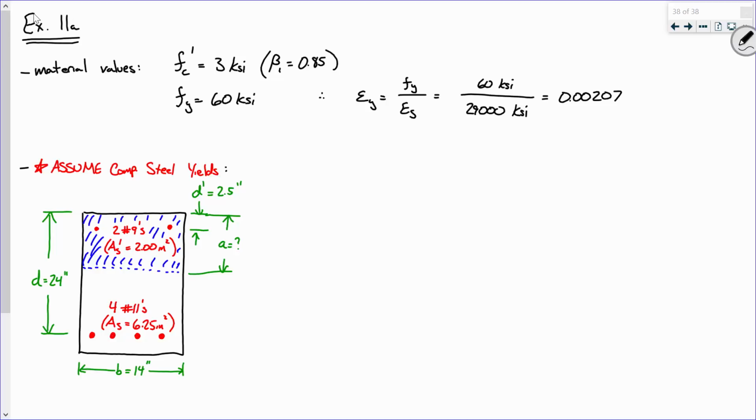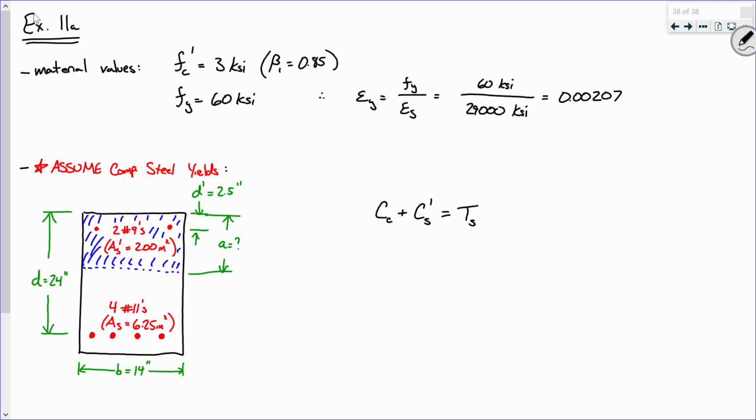So we go back to our fundamental equilibrium. Everything in compression has to equal everything in tension, all right? But because we've got compression steel, we've got two components to compression. We've got the compressive force in the concrete plus the compressive force in that upper layer of steel has got to equal the tensile force in that steel down below. Everybody okay with that? Everybody with me so far?